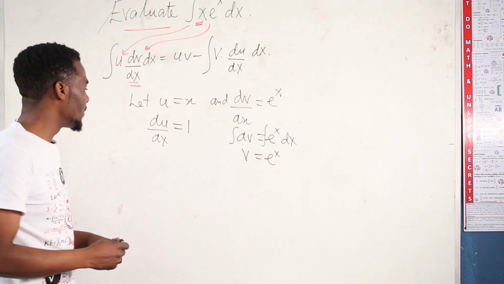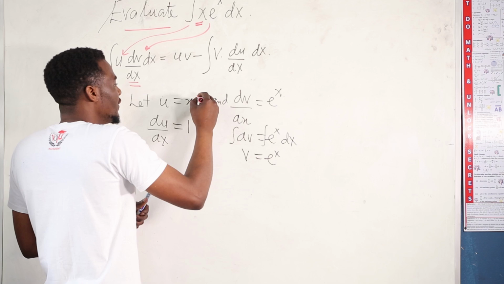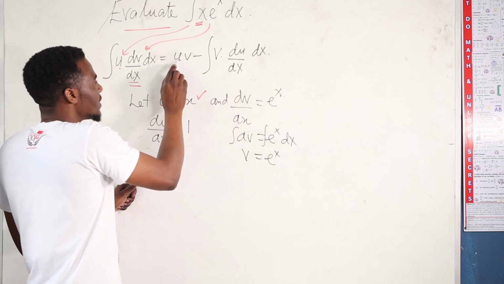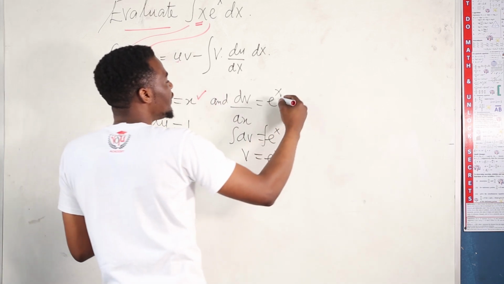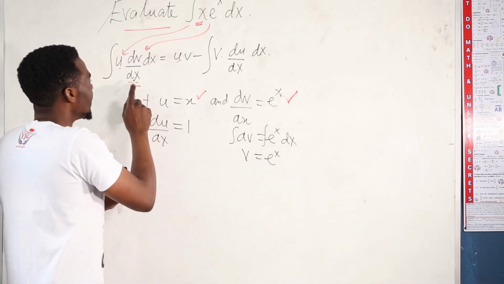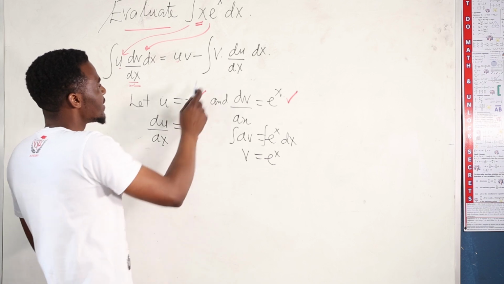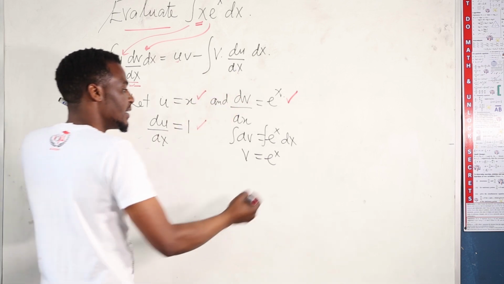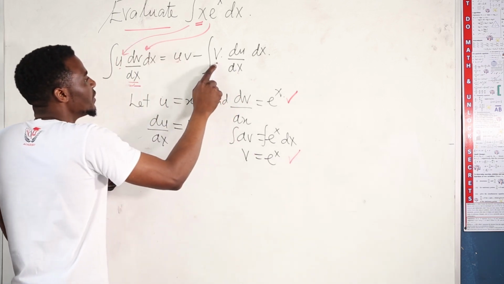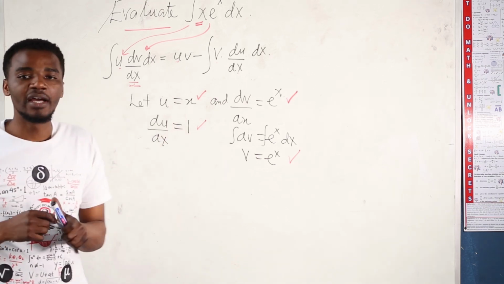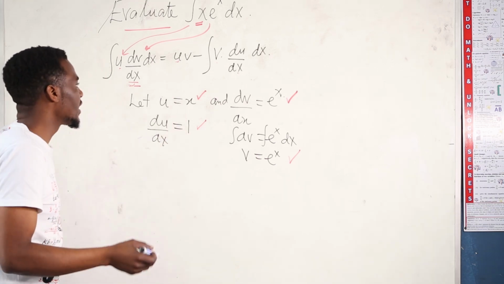Can you see that we now have our u value, which is this one. We also now have our dv/dx, which is the dv/dx that we have here. We now have our du/dx, and here is our du/dx. We now have our v value, which is exactly what we need to plug into our formula. So what will be the next procedure?